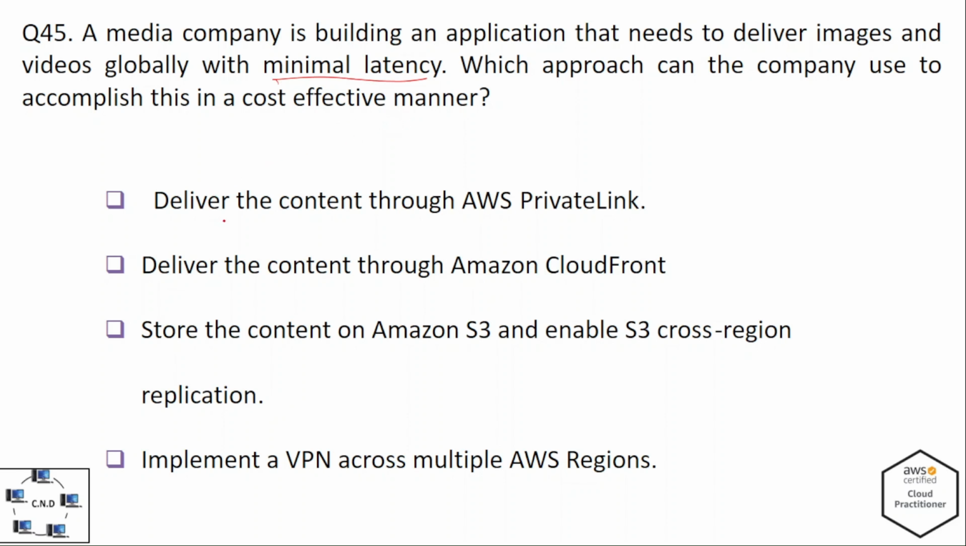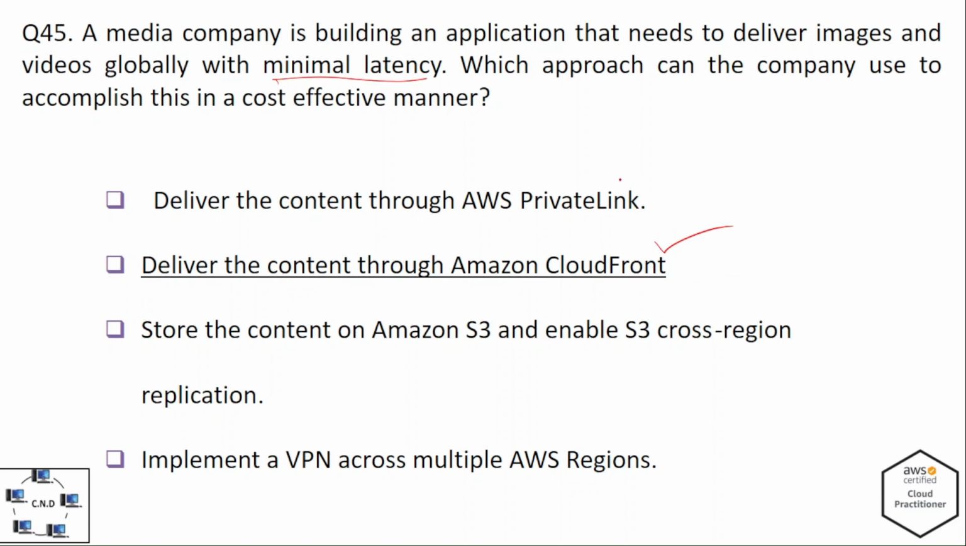The options are A. deliver content through AWS PrivateLink, B. deliver the content through Amazon CloudFront, C. store the content in Amazon S3 and enable S3 cross-region replication, and D. implement a VPN across multiple AWS Regions. And the correct option is deliver the content through Amazon CloudFront.